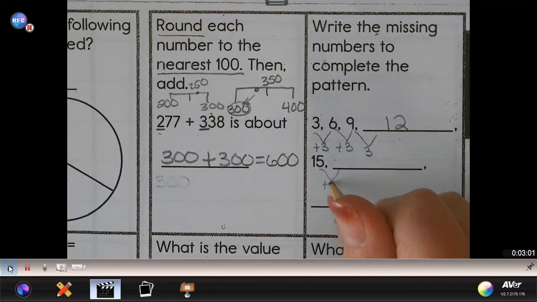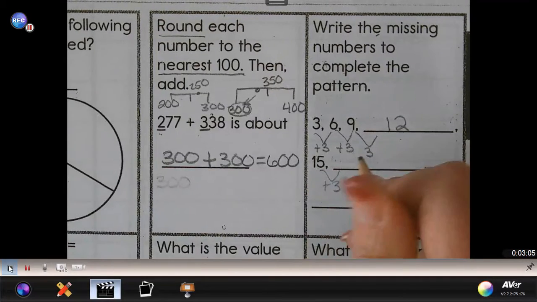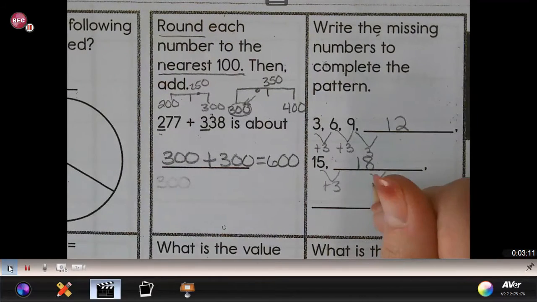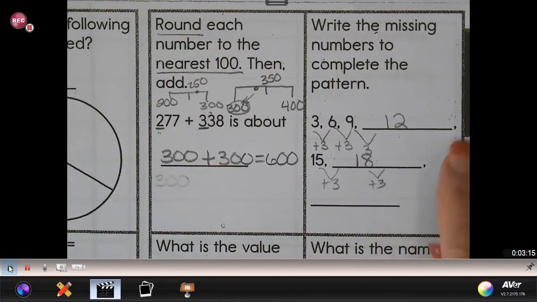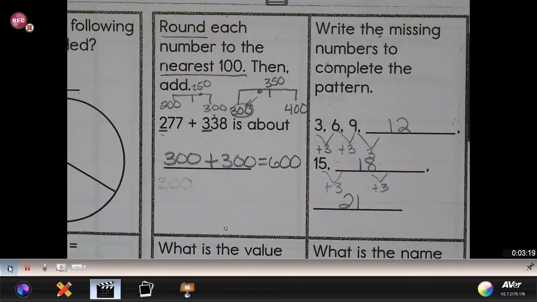3 more added to that, we're adding 3 more to 15, or 3 plus 5 is 8, and then we add that 10 in there to make 18. And then, of course, we would add 3 more to make our next number here. If you notice these commas, our next number would be 21.